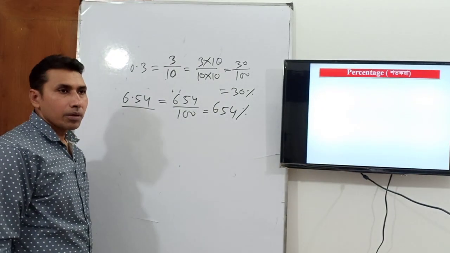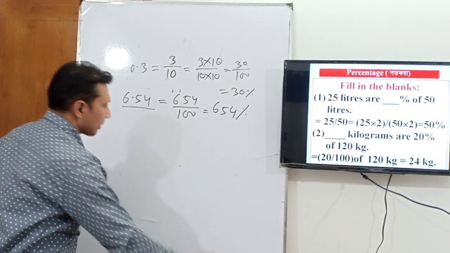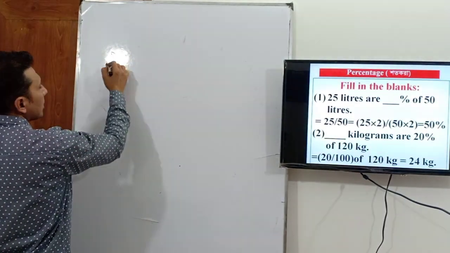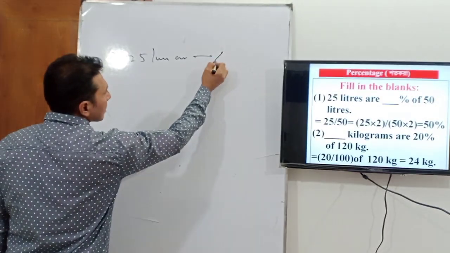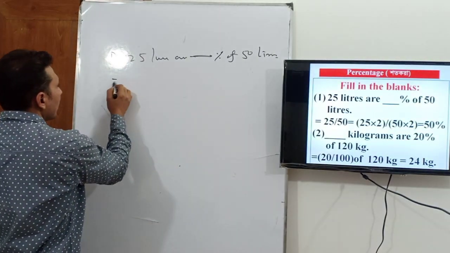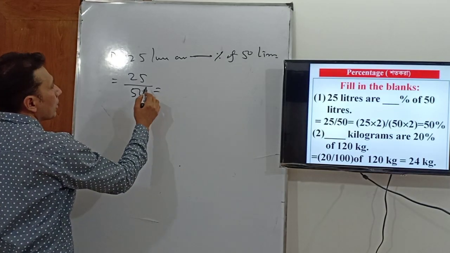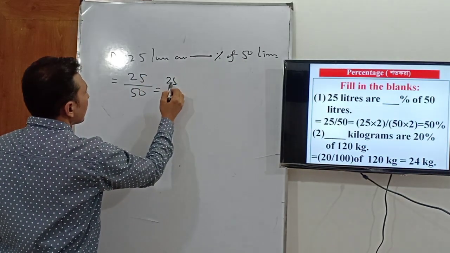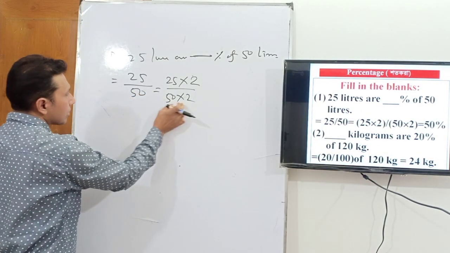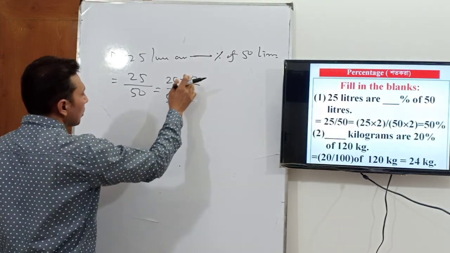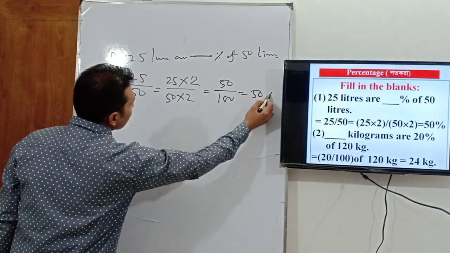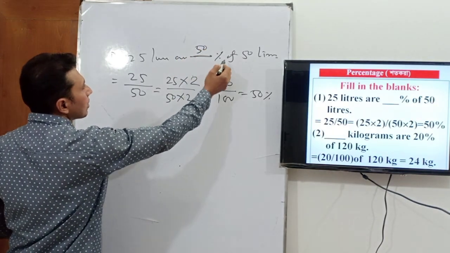Then fill in the blanks. Number 1: 25 liters are dash percent of 50 liters. 25 divided by 50, we convert to percentage. 50 into 2 equals 100, so we multiply the numerator and denominator by 2, and it will be 50 by 100, that means 50%. So 25 liters are 50% of 50 liters.